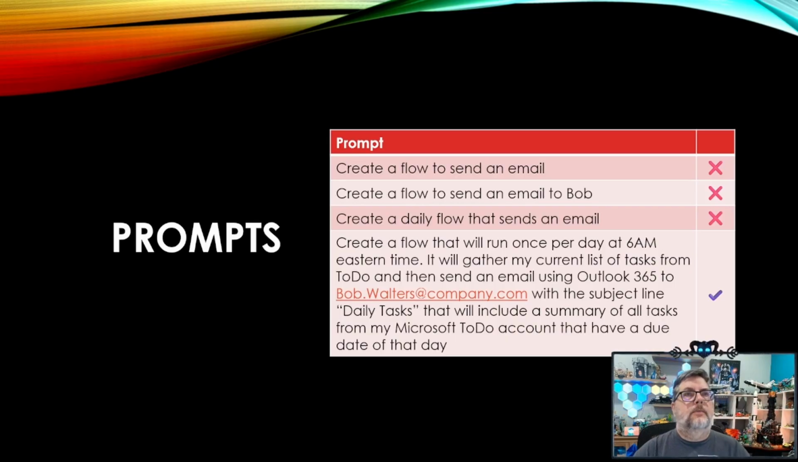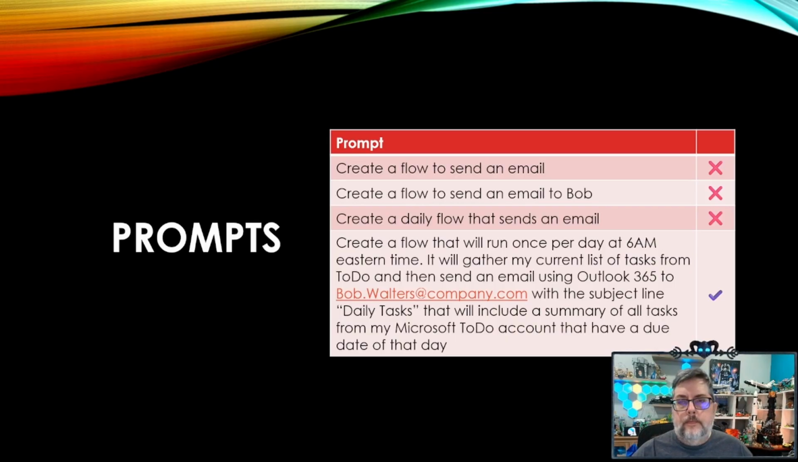like the last example there, say, create a flow that will run once per day at 6 a.m. Eastern time, gather my current list of tasks from the to-do connector, and then send that in an email using 365 to this particular user with the subject line, and so on and so forth. Provide as much detail as possible in a clear and expressive way, and you'll find that what Copilot generates for you will be much more effective in those circumstances.